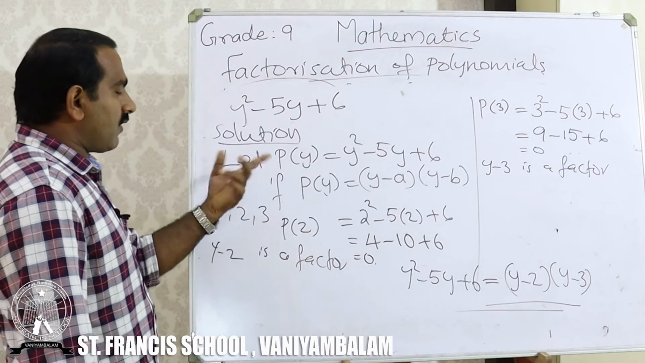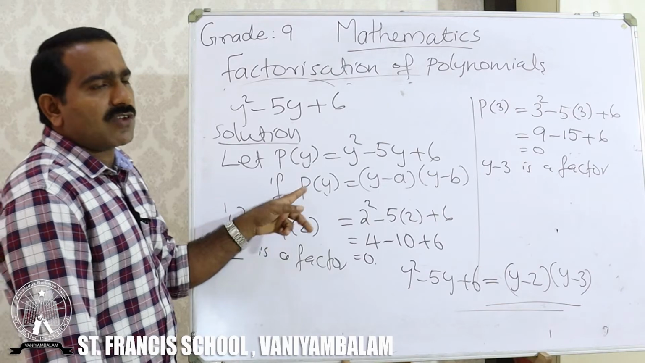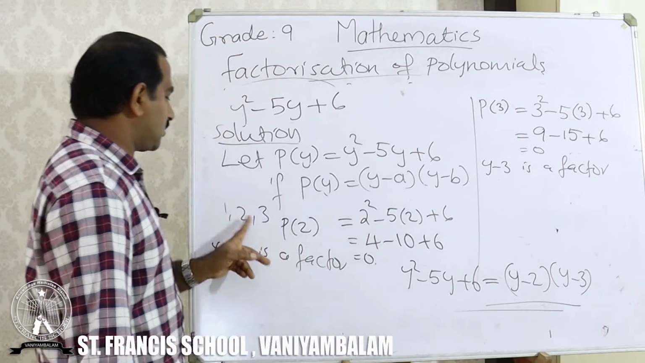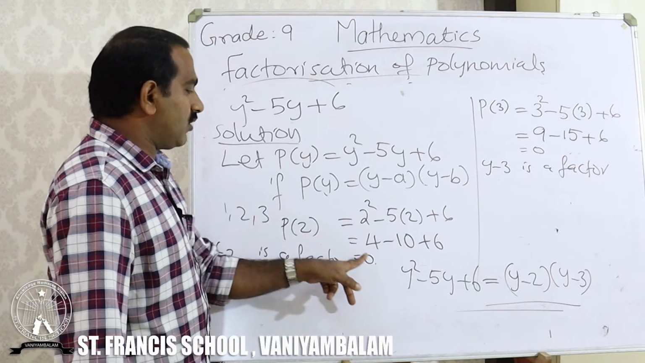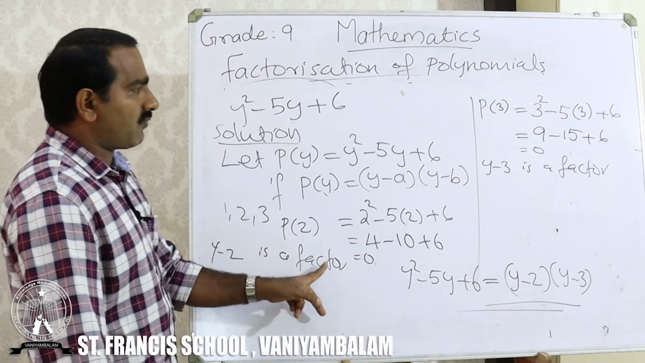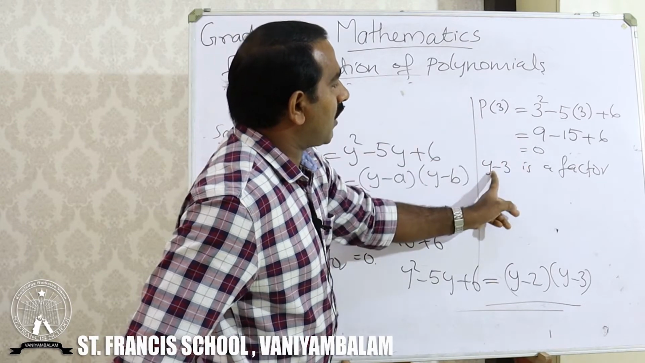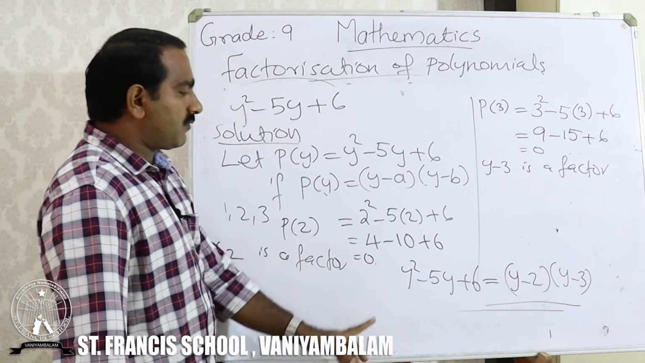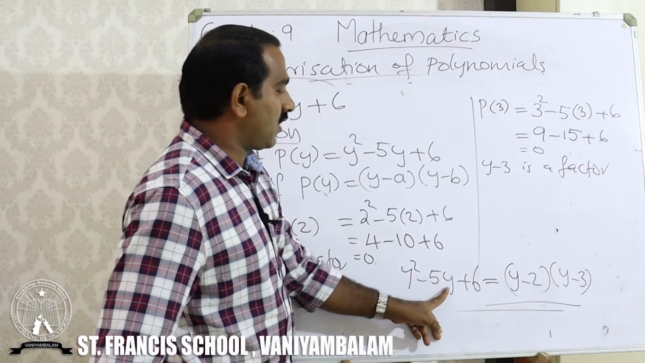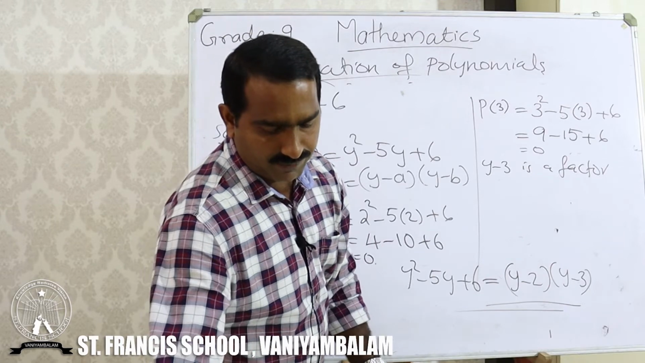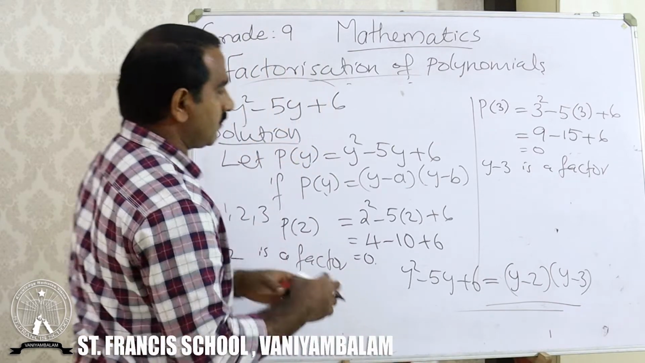Then we are going to find the factors of p of y, so we have to find the factors of 6. Factors of 6 are 1, 2, 3, and p of 2 equals 0. So y minus 2 is a factor. P of 3 equals 0, so y minus 3 is a factor. Therefore, the polynomial y square minus 5y plus 6 equals y minus 2 into y minus 3. Okay, one more example.